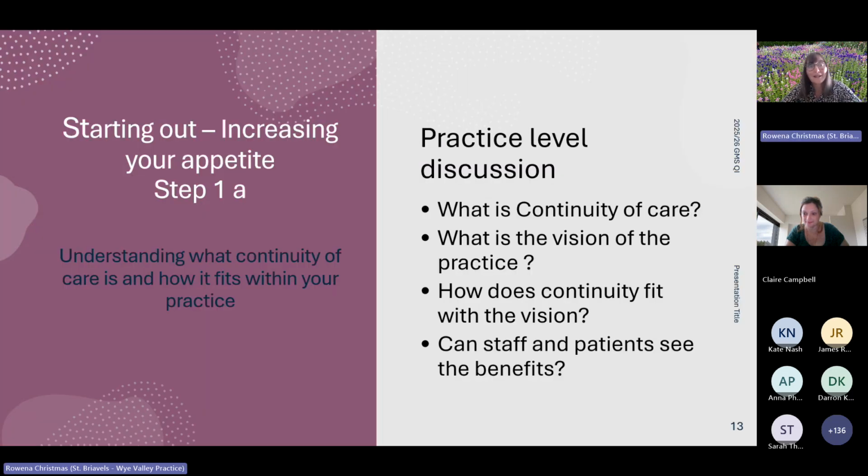So starting out, increasing our appetite for continuity, step 1A is practice level discussions. So we can use questions to assess what our current level of understanding is. So first of all, back to basics, what actually is continuity of care? What are the different types that Claire's described earlier? And how does that differ from quality of care?